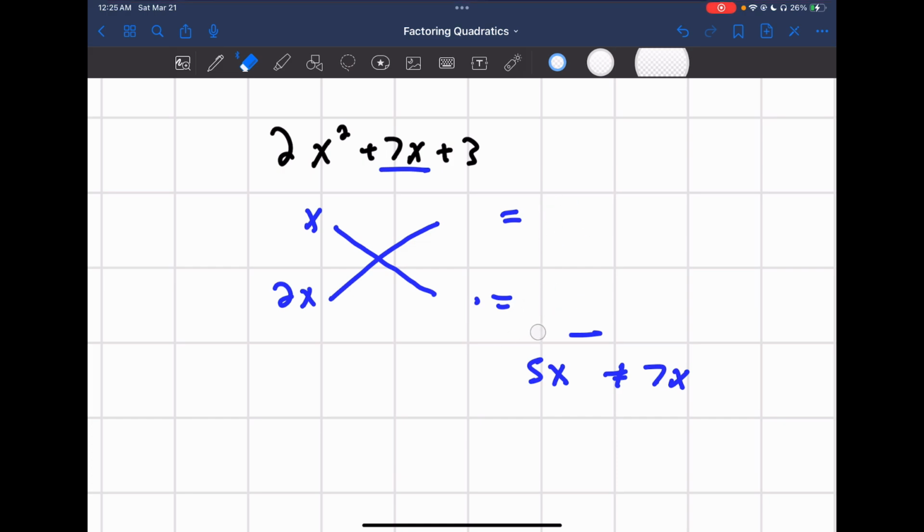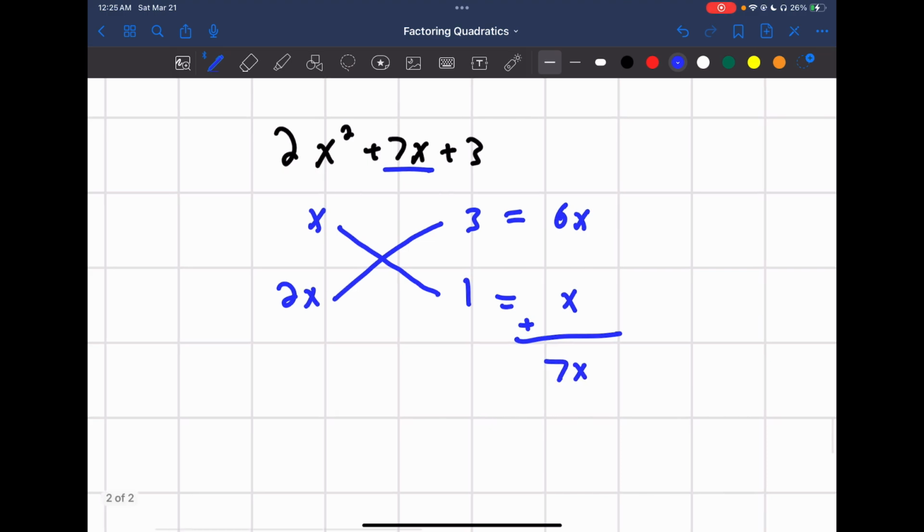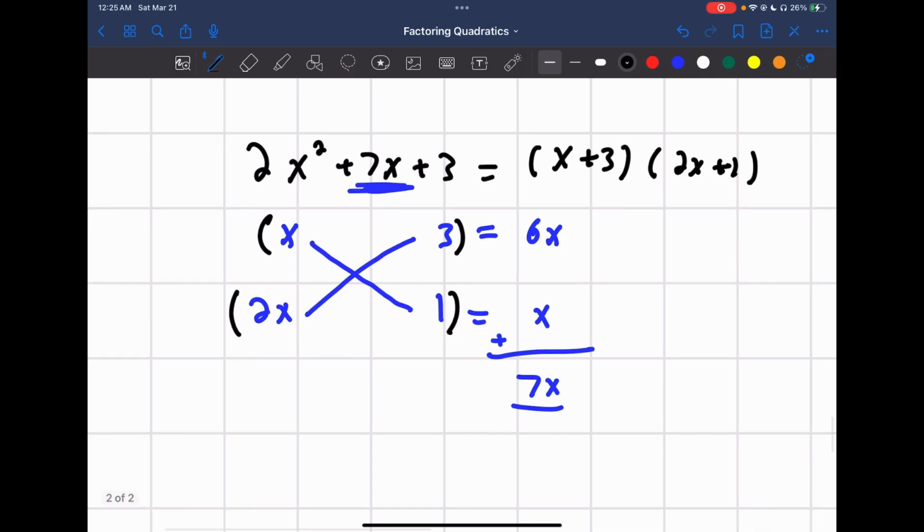Let me just erase everything. What if we tried 3 and 1? So 2x times 3 is 6x. x times 1 is x. The sum of this will be 7x, which is equal to 7x here. So we know that x plus 3 and 2x plus 1 are factors. So x plus 3 times 2x plus 1, and that is our factored form.